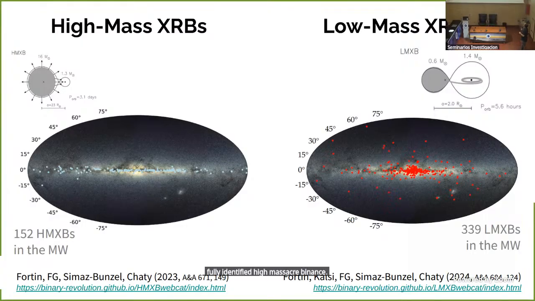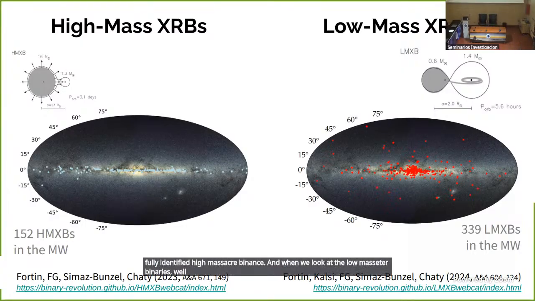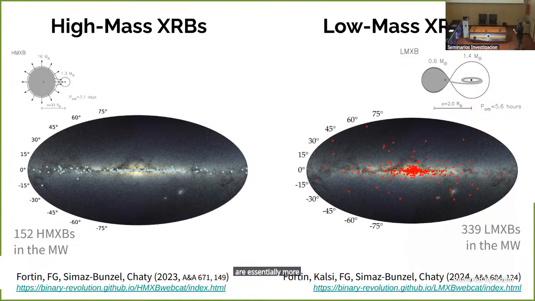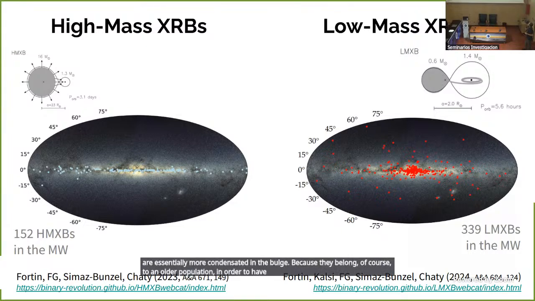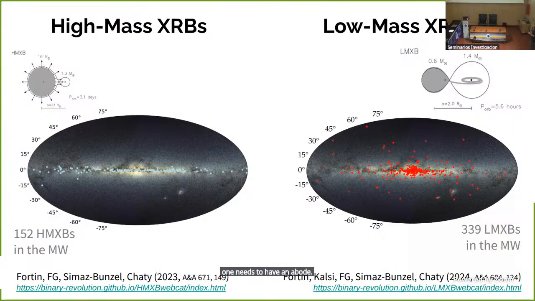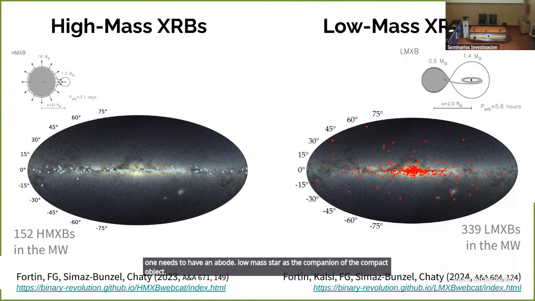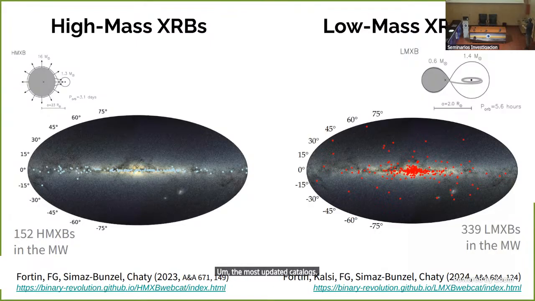And when we look at the low mass X-ray binaries, well, they also are in the galactic plane, but they are also essentially more condensed in the bulge, because they belong, of course, to an older population. In order to have a low mass X-ray binary, one needs to have an evolved low mass star as the companion of the compact object. And the most updated catalogs teach us that we have identified more than 300 low mass X-ray binaries in our Milky Way.